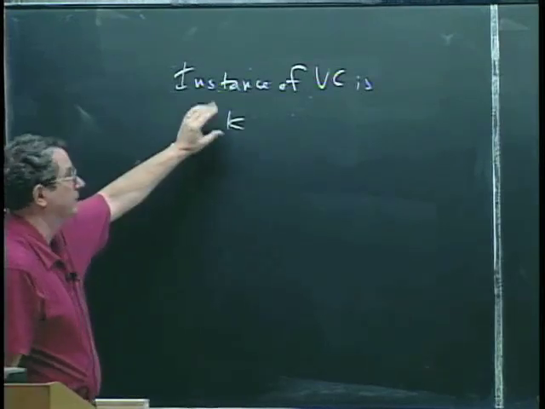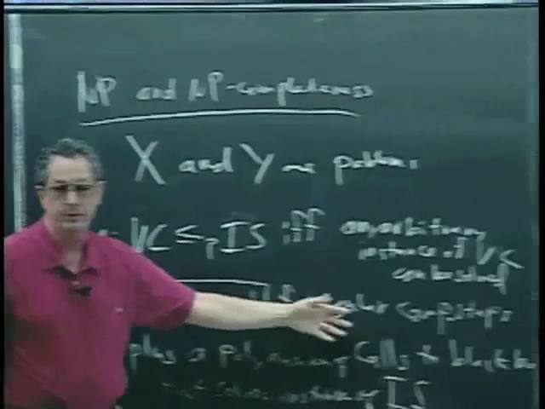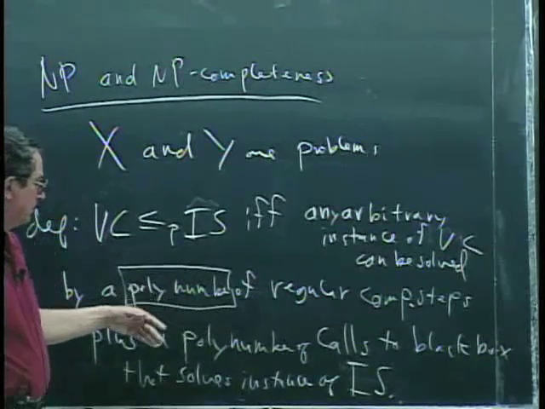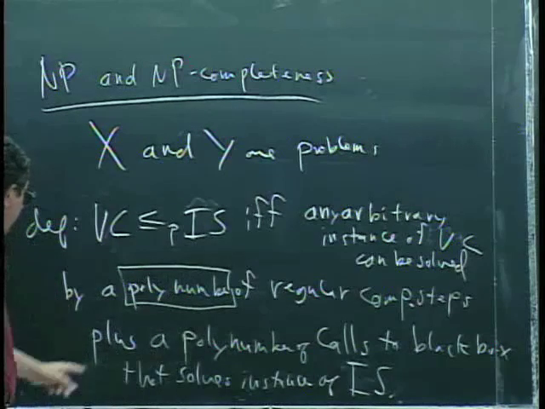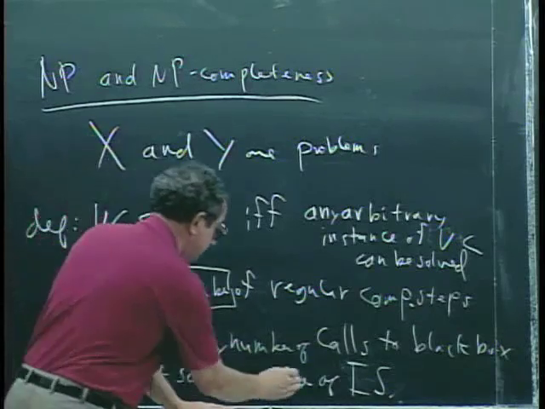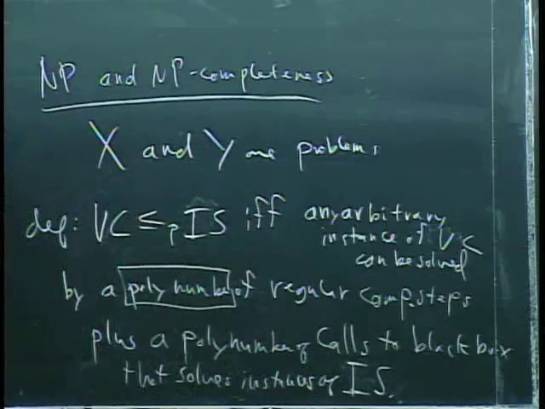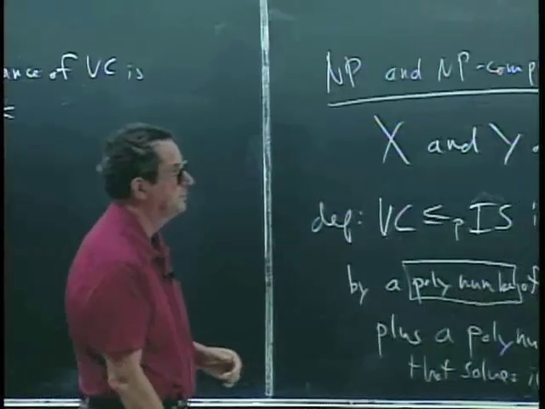And you can do something with this input, as long as it only requires a polynomial number of regular computational steps. So the algorithm's time has got to be bounded by a polynomial function of the input size. And it can make a polynomial number of calls to a black box that solves instances of independent set. So can anybody think of what we ought to do to do this reduction, given that theorem that's over there? It shows how close these two problems really are.